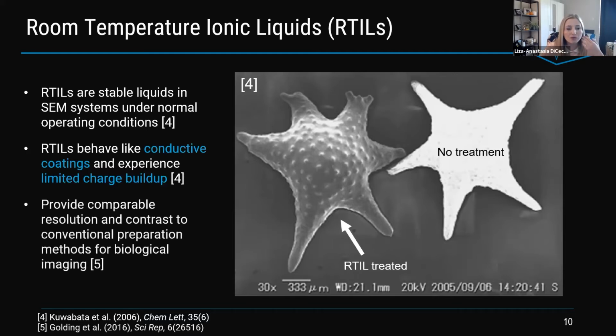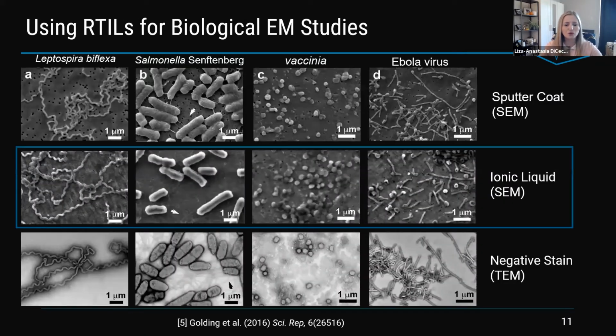And as well, we found that in a lot of literature, it does provide similar, or comparable, I should say, resolution and contrast to conventional methods that are being used for biological imaging. So I have this wonderful paper that I show on this slide. This is from Golding et al. They're from Manitoba, actually. So other Canadian researchers, which is kind of cool.